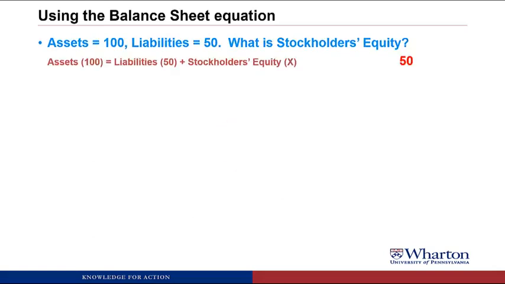We can solve this one with the balance sheet equation. We know that assets are 100, liabilities are 50. The only thing that's missing is stockholders' equity, which has to be 50, so that we have 100 on the left-hand side and 100 on the right-hand side.